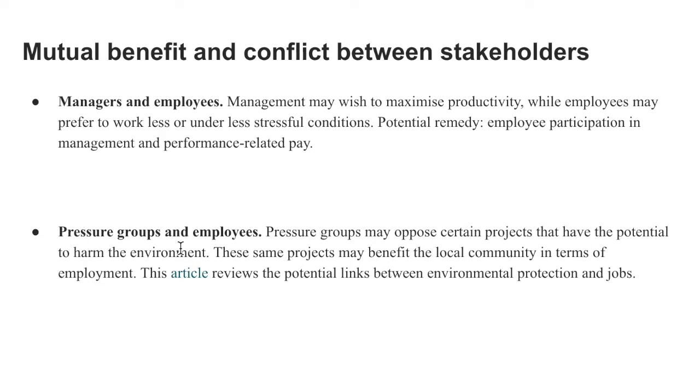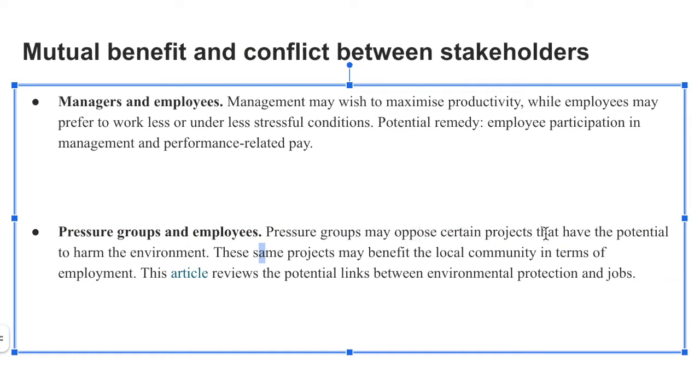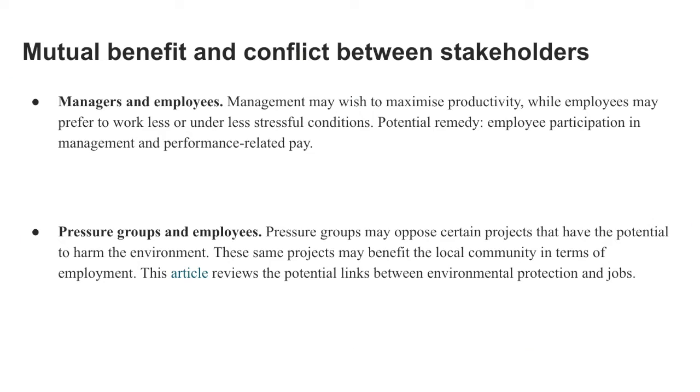Pressure groups and employees basically oppose certain projects that have the potential to harm the environment. They can also benefit the local community in terms of employment. The pressure groups can pressure a company to hire more people as employees, in which they benefit the local community by having more people hired. That is why it can be a mutual benefit instead of a mutual conflict.